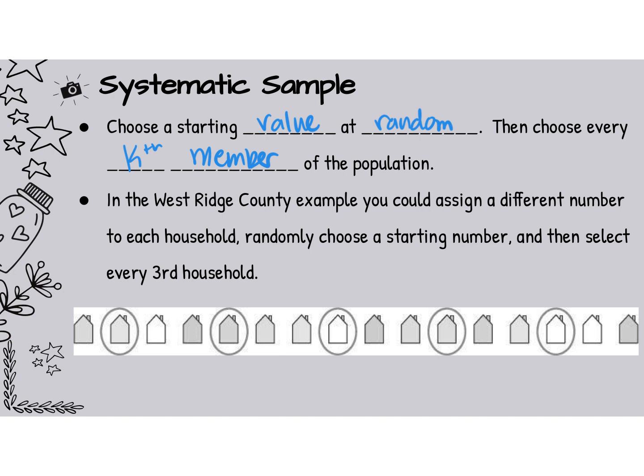Then we have our systematic sample, choosing a starting value at random, then choose every kth member of the population. So in the Westridge County example, you could assign a different number to each household, then randomly choose a starting number, and then select every third household. So here they randomly started with house 2, and then they did every third household. Okay, and that would make up their sample until they got to the end of the line.